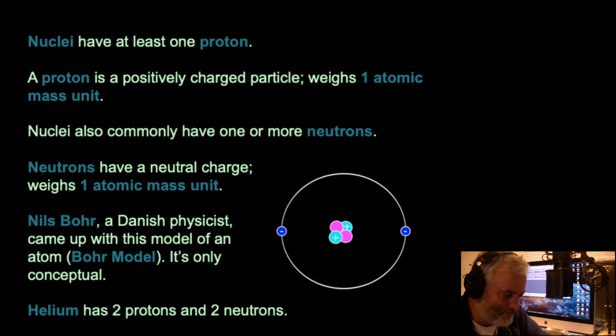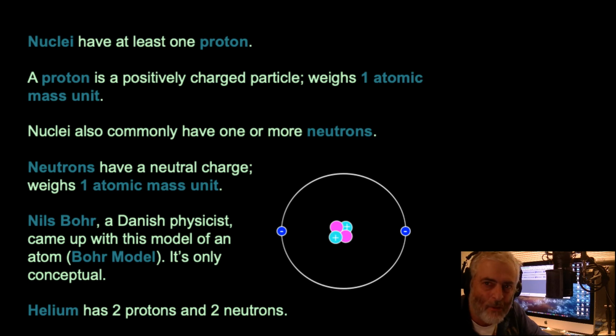So atoms, they can have a variable number of neutrons in their nuclei. And I like to illustrate this. Actually, the first guy who illustrated this was Niels Bohr. He was a Danish physicist and a chemist, and he came up with what we call the Bohr model. It's a conceptual model. So he says, here's a circle that represents a proton, has a plus charge. Here's another proton, has a plus charge. Here's a neutron, has a neutral charge. Here's a neutron, has a neutral charge.